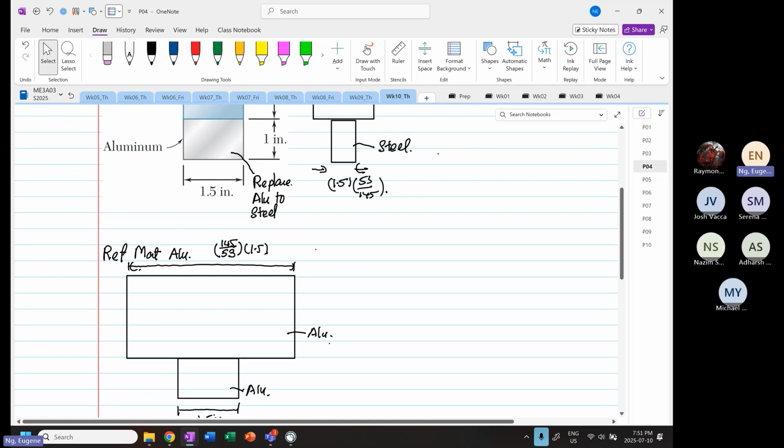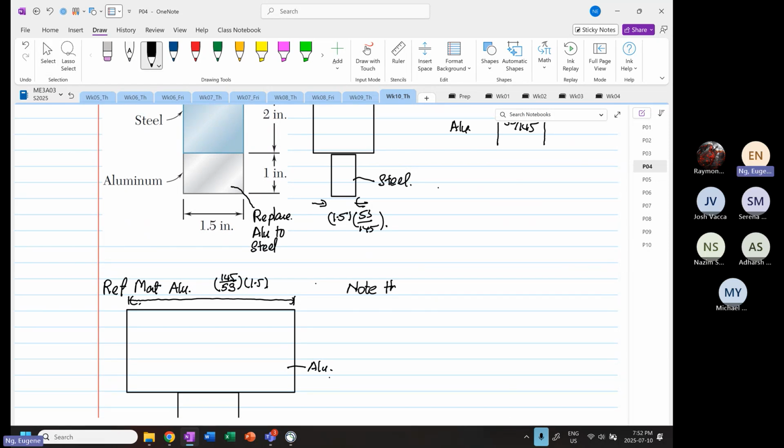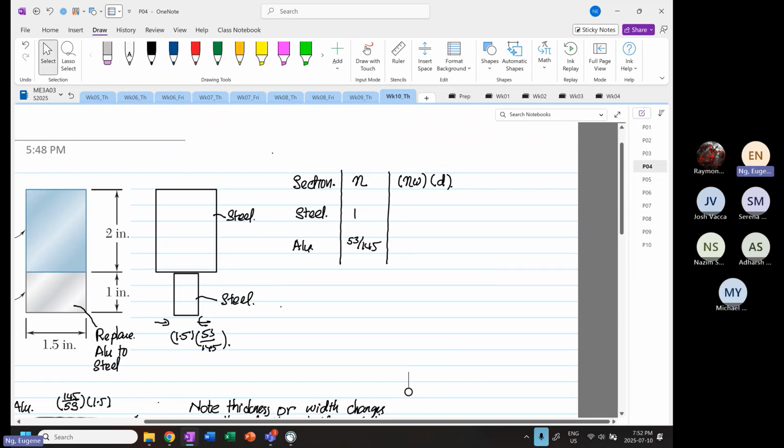So the thickness changes, okay? The depth did not change. I repeat again, note, the thickness or width changes. The depth is held constant. Okay. Later on, I'll tell you why. But let's start finding the centroid first.